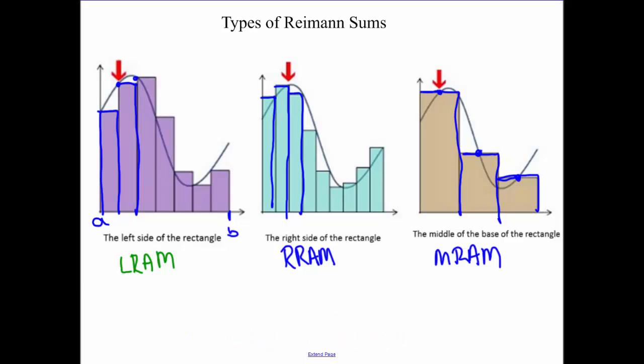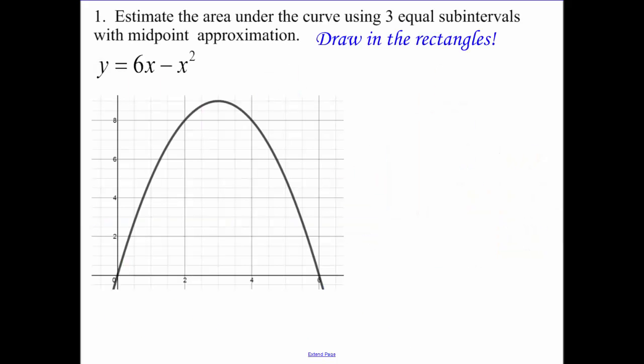Okay, so let's go through an example. Estimate the area under the curve using 3 equal subintervals with a midpoint approximation. Well, our A is 0, our B is 6. So you do B minus A over N, where N is our number of rectangles. So I have to figure out our delta x, or what we think of as the width of each one of our rectangles.